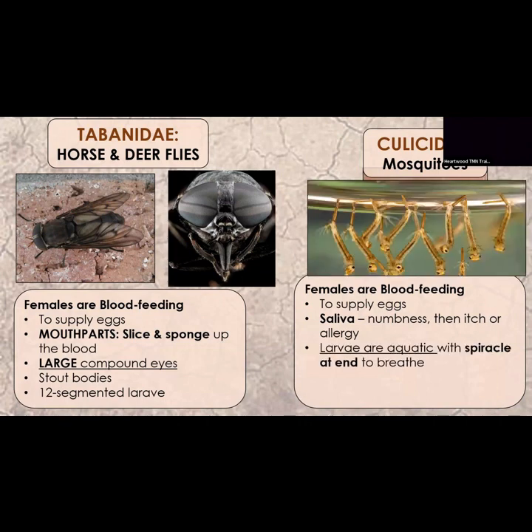Their larvae are aquatic. That's why we always talk about not having stagnant water around. It just takes a couple days. Mosquitoes are ready to lay eggs, and then these things are going to be wiggling around, and they're always going to be at the surface because they have a breathing tube.